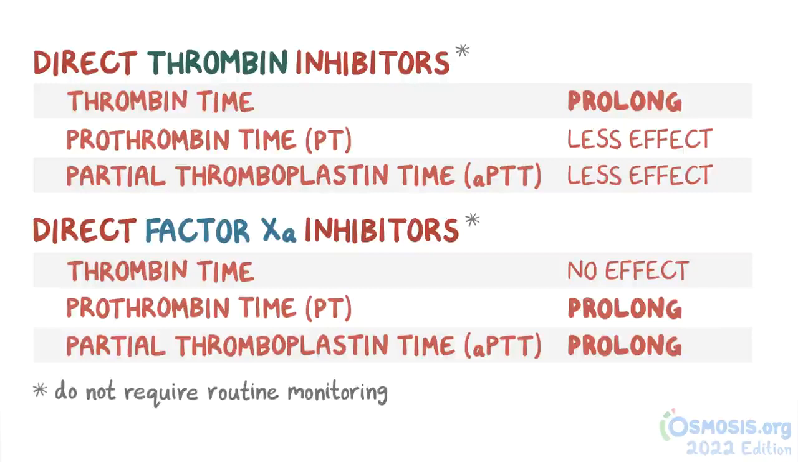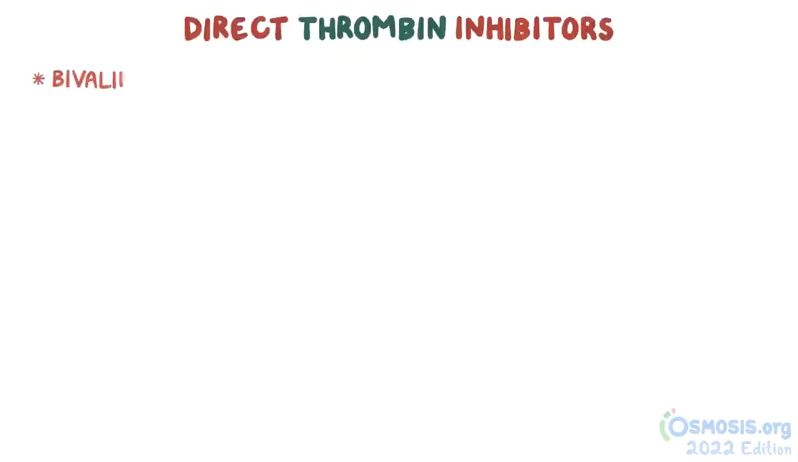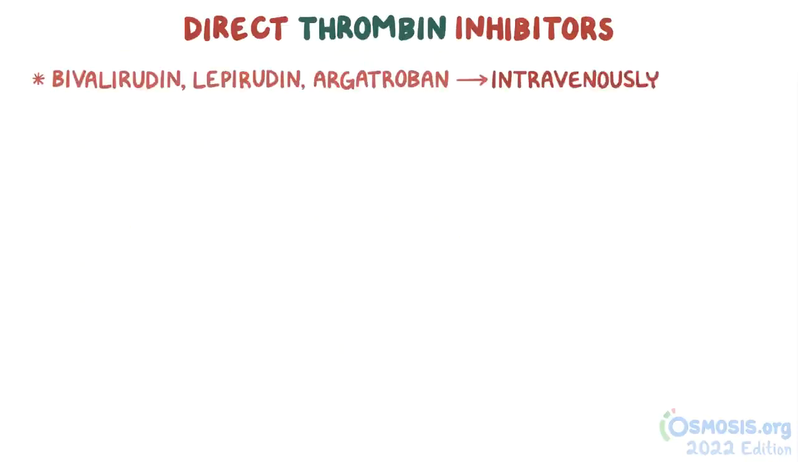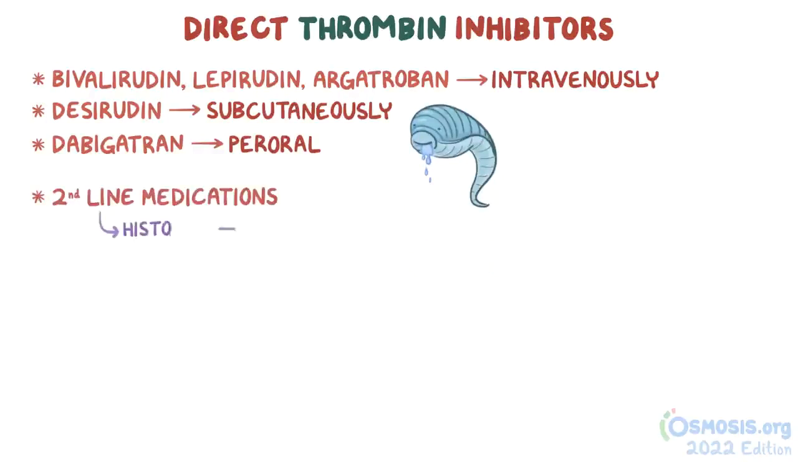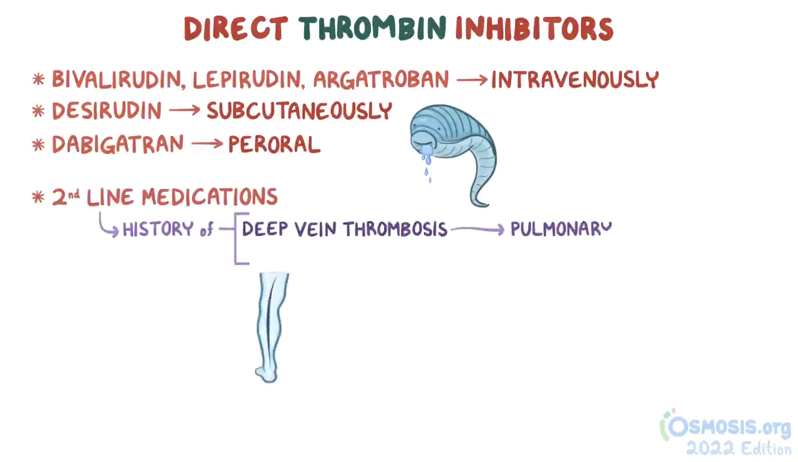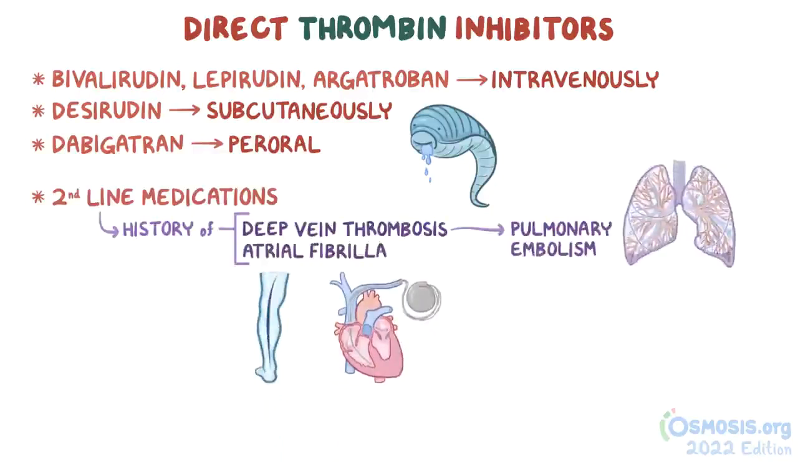Now let's discuss each class of medications in more detail, starting with the direct thrombin inhibitors, like bivalirudin, lepirudin, and argatroban, which are given intravenously, desirudin, which is given subcutaneously, and dabigatran, which is given per oral. This class of medications was initially isolated from the saliva of leeches due to its anticoagulant effect. Although they're not as frequently used as heparin, they can be used as a second-line medication in people with a history of deep vein thrombosis to prevent pulmonary embolism, or atrial fibrillation to prevent strokes.